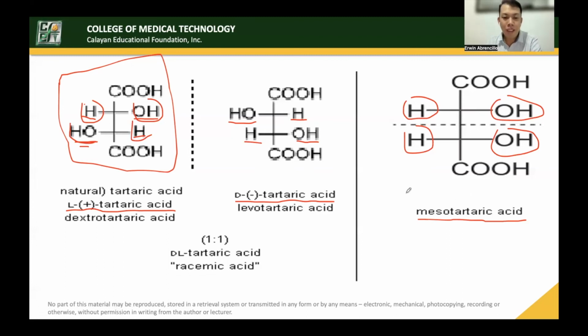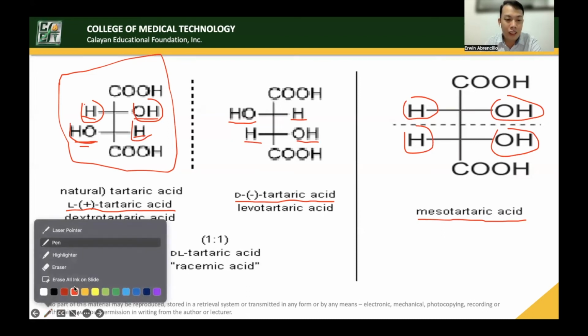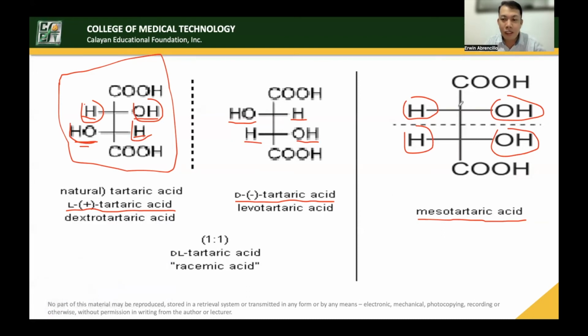Now, as I mentioned a while ago, an enantiomer has one chiral center. Of course, that depends on the structure. Meanwhile, if it is a diastereomer, there is more than one chiral center. So in this case, let us look into this one. This is the chiral center, this one.